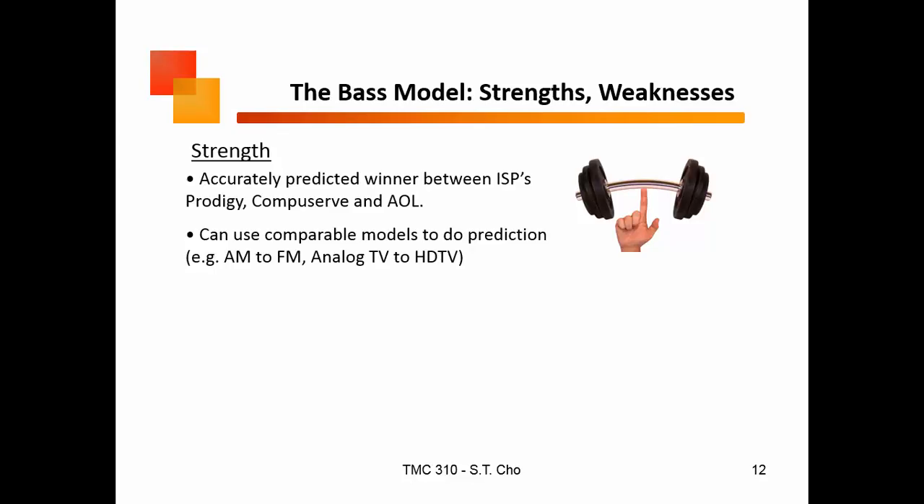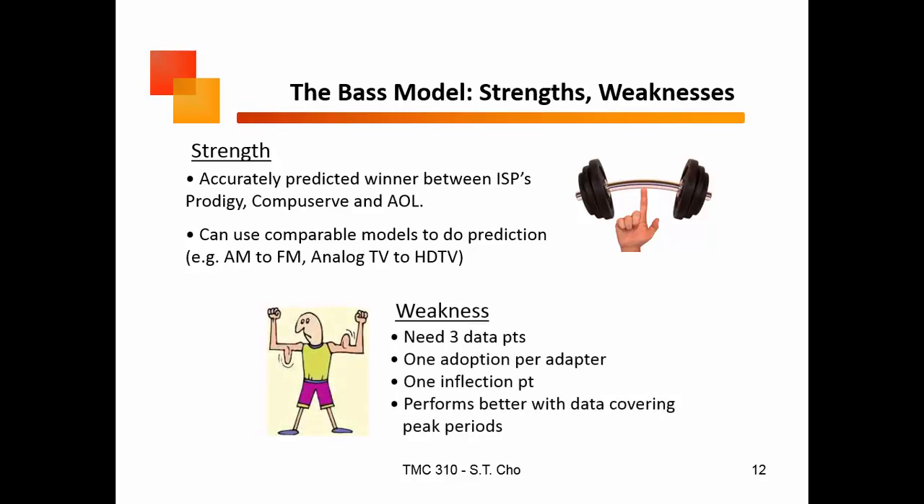The other power of the BAS model is, in the absence of data, if you want to predict how something's going to grow, you can find analogies. For example, AM to FM radio, the adoption is very similar to analog TV to HD TV. Basically, higher fidelity product. There are weaknesses to it. You need data. There's only one inflection point, and with new products you can have more than one inflection point. An inflection point is basically when it goes flat, and it can go down or it can go up.